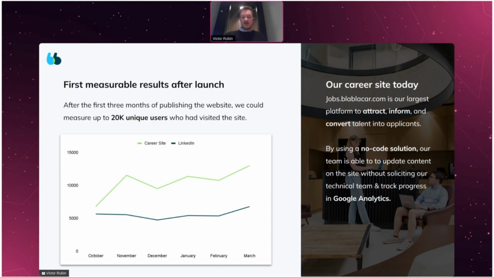So what we tried to do in order to measure the success is that we looked at our other biggest channel to communicate about our company, which is LinkedIn. We saw exactly how many people visit our page every month, and we then compared it to our career site. And we realized that it was almost the same in September when we launched the site. But what we did see was that it grew month after month after we launched the site. So this was great news for us.